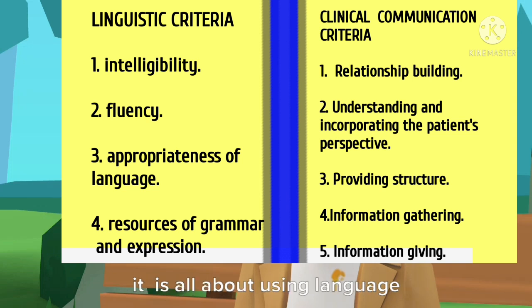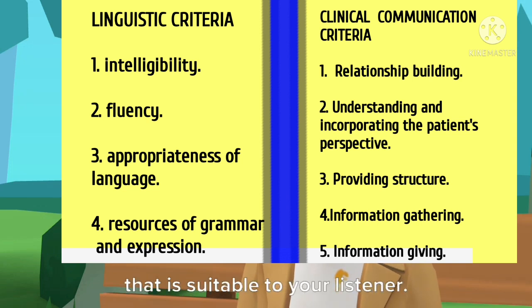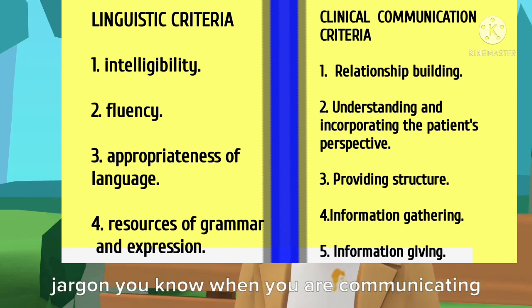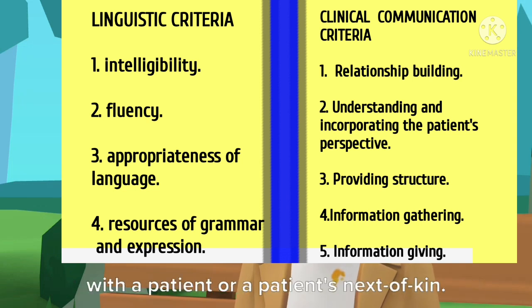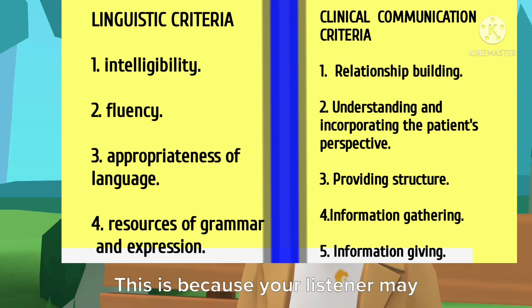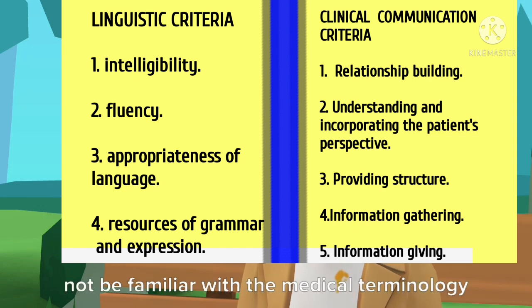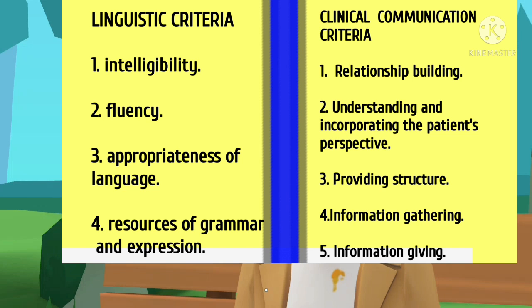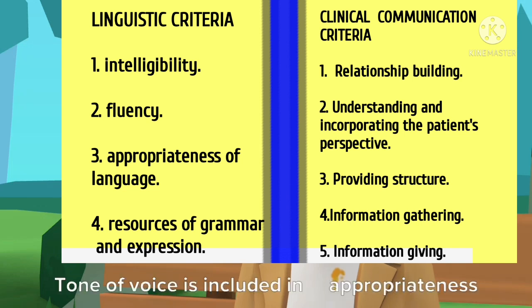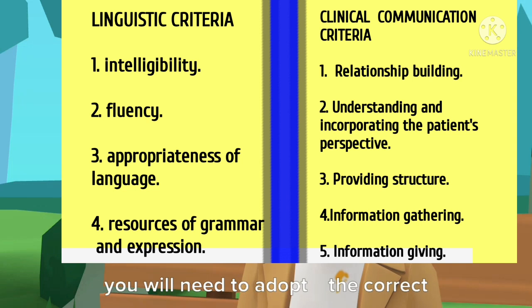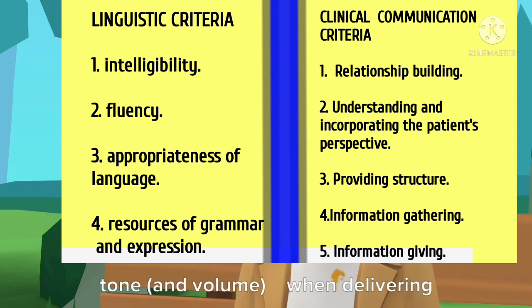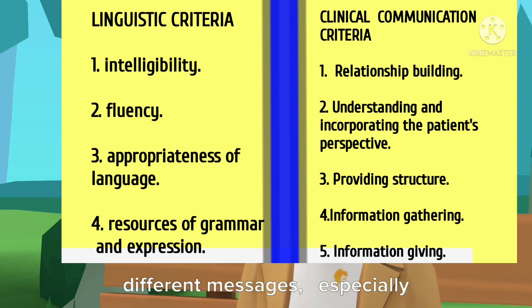Third one is appropriateness of language. It is all about using language that is suitable to your listener. Please do not use all the medical jargon you know when you are communicating with a patient or a patient's next of kin. This is because your listener may not be familiar with the medical terminology. Tone of voice is included in appropriateness of language. You will need to adopt the correct tone and volume when delivering different messages, especially sensitive information or bad news.